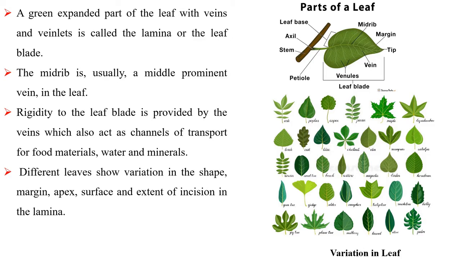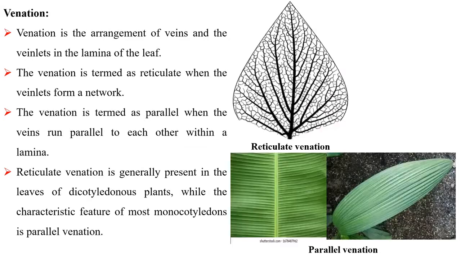The green expanded part of the leaf with veins and veinlets is called the lamina or the leaf blade. The midrib is usually a middle prominent vein in the leaf. Rigidity to the leaf blade is provided by the veins which also act as channels of transport for food materials, water and minerals. Different leaves show variation in the shape, margin, apex, surface and extent of incision in the lamina.